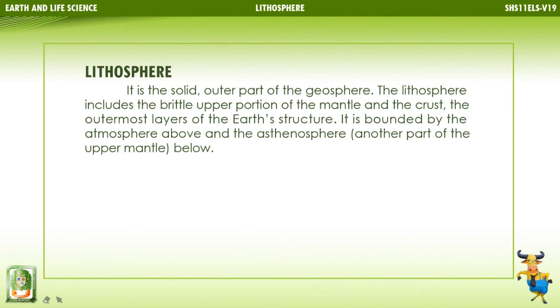Lithosphere. It is the solid, outer part of the geosphere. The lithosphere includes the brittle upper portion of the mantle and the crust, the outermost layers of the Earth's structure. It is bounded by the atmosphere above and the asthenosphere, another part of the upper mantle, below.